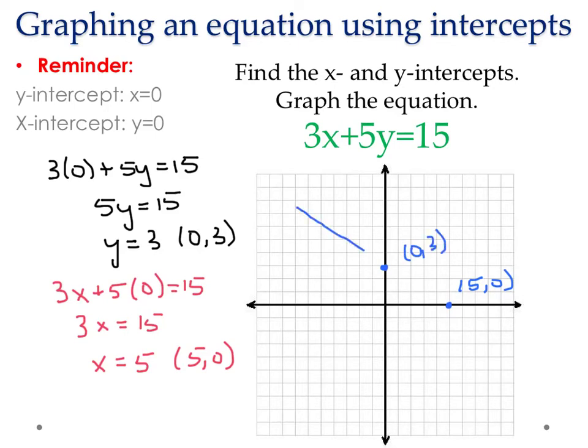Draw the line between them as best as possible, extending over the coordinate plane. Label your axes, and of course label your line as well. So we do not need to switch to slope-intercept form. We can graph it in standard form using the intercepts.